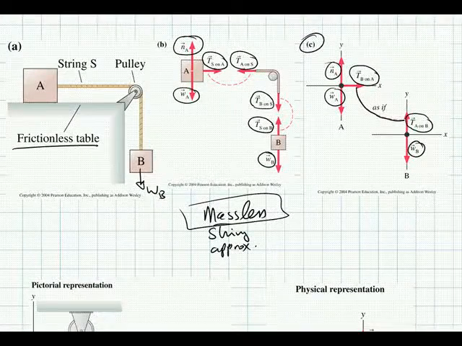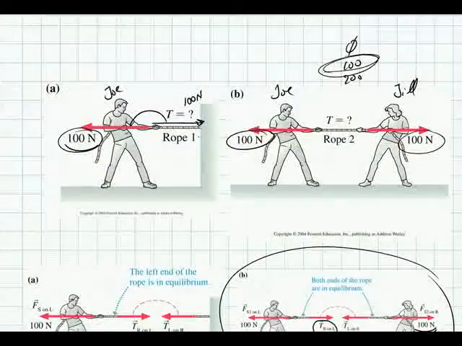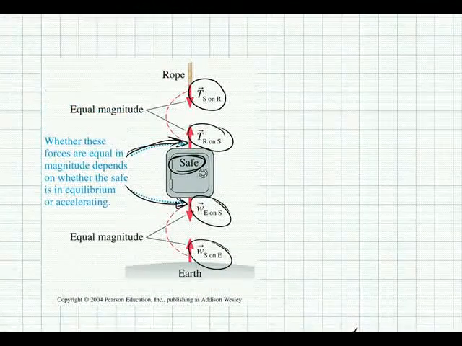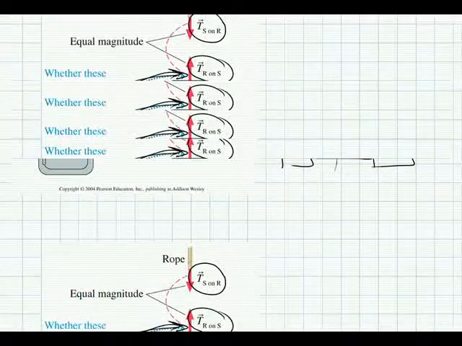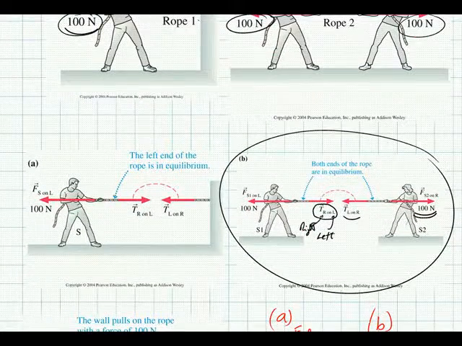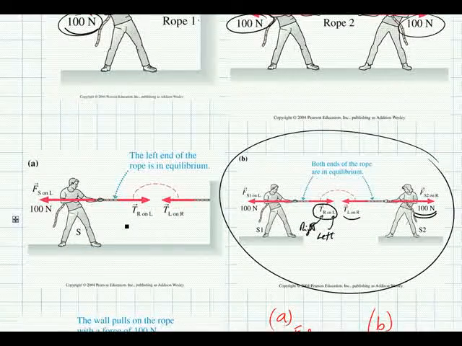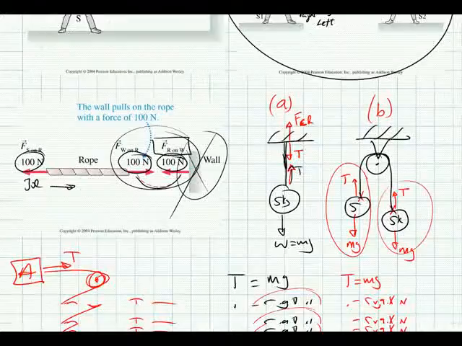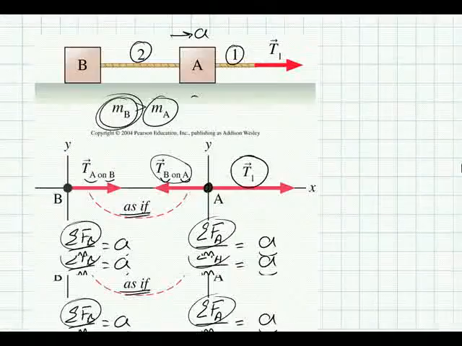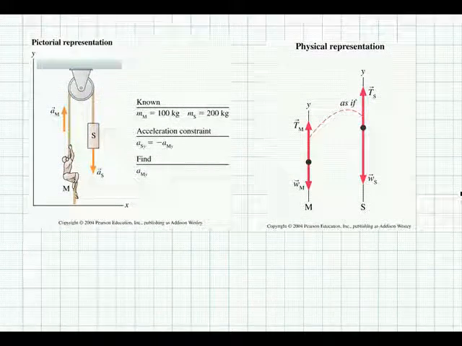So if you have a massless string, let me go way back up here. If we have a massless string, then the tension anywhere in the string is the same. Well, I can't find that picture. My apologies. Let me carry on with our examples here.